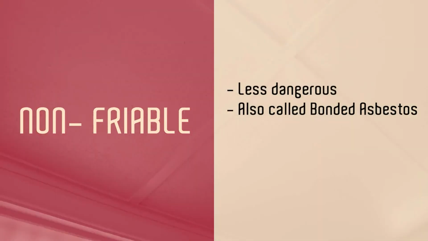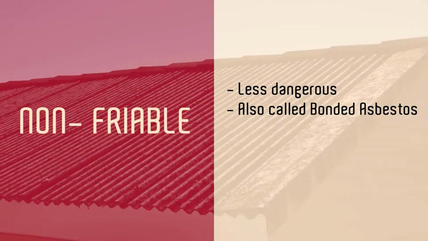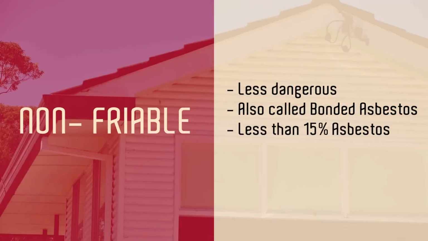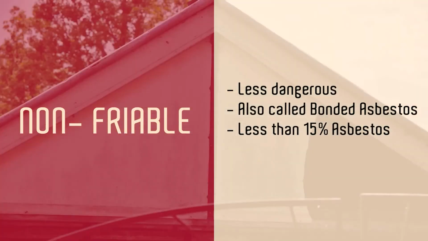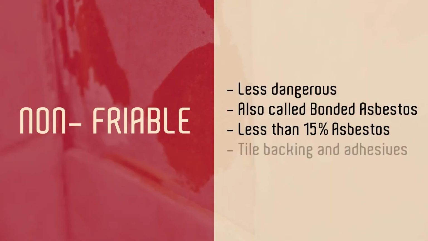These are made from a bonding compound such as cement mixed with a small amount of asbestos, typically less than 15%. They're rigid, so the asbestos fibres are tightly bound in the product and not normally released into the air unless badly deteriorated or disturbed. Other types of bonded asbestos products include the backing and adhesives of wall and floor tiles.